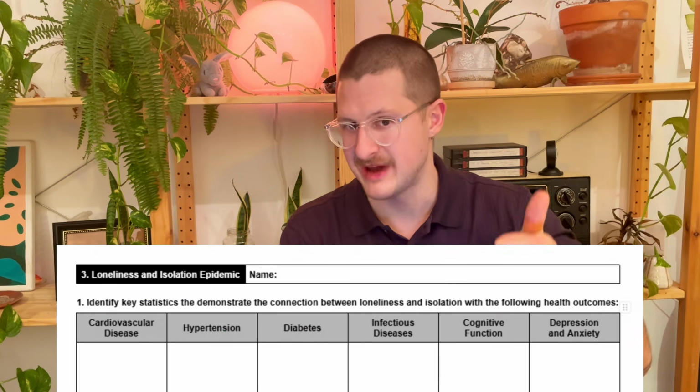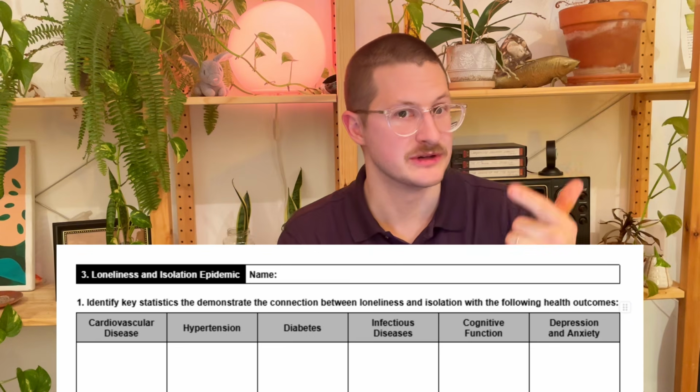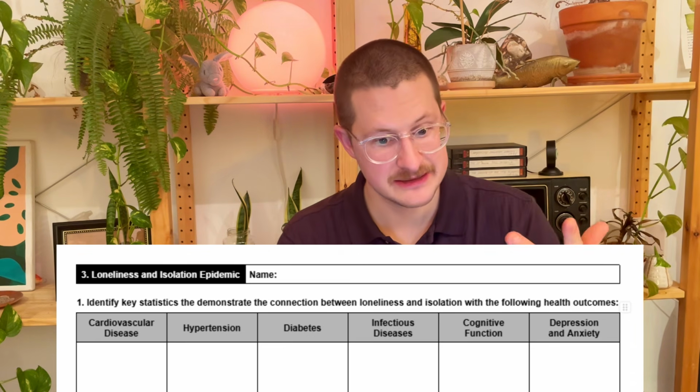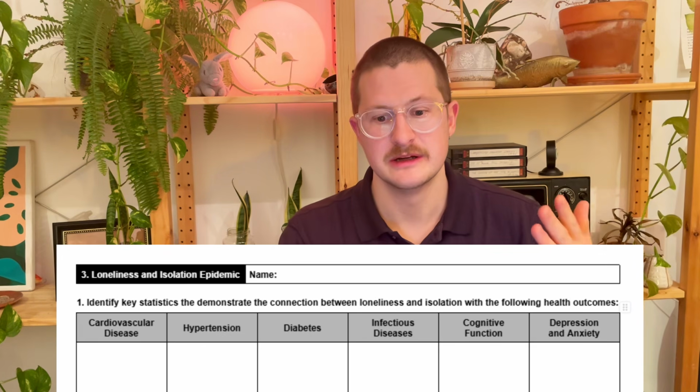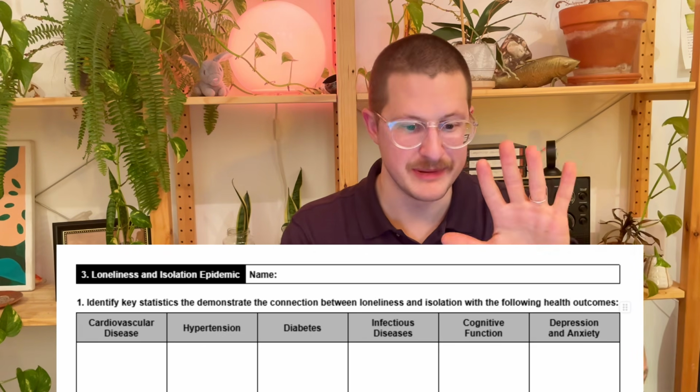with health outcomes. And I'll put those connections on the screen, but it is impacts on cardiovascular disease, hypertension, diabetes, infectious diseases, cognitive function, depression, and anxiety. So these are the big 6 that they focus on in the article. And then they also explain in the article how social connection plays into processes like biology and psychology and behaviors, and all of this ends up impacting health outcomes.